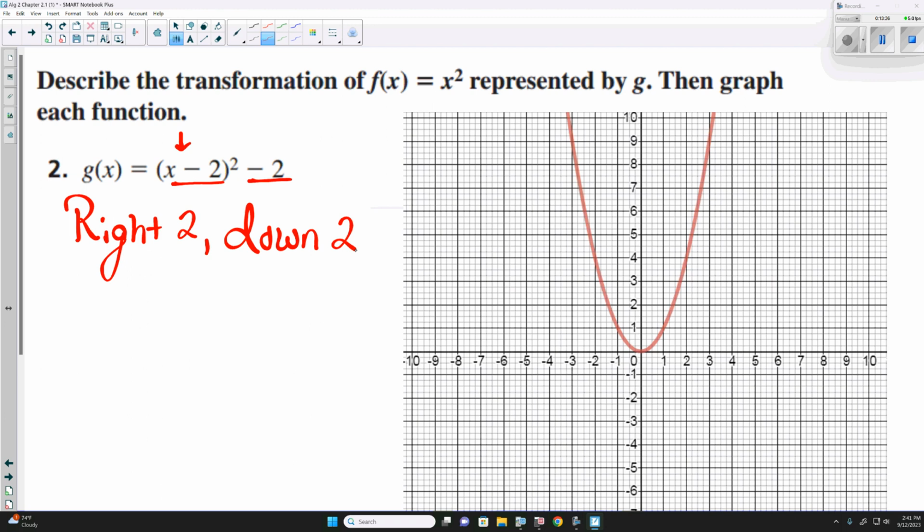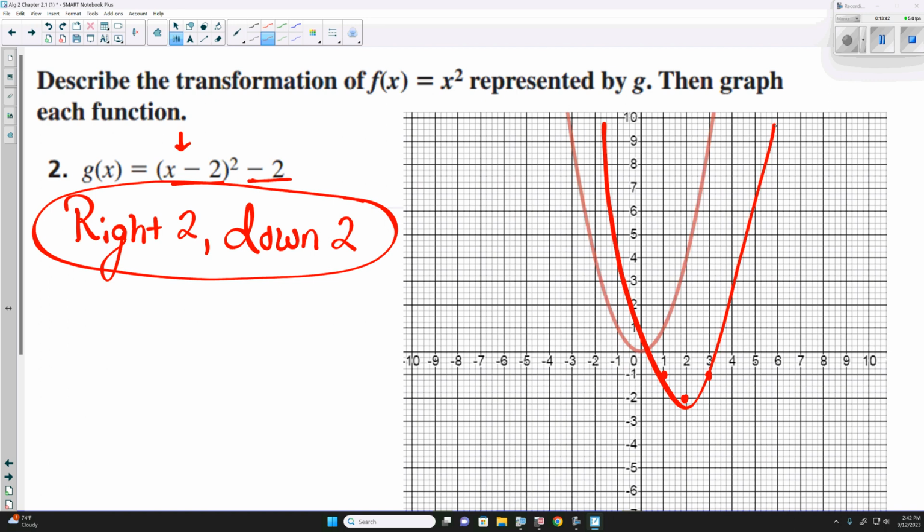Yep. Right 2, down 2. And every point on this graph would go right 2, down 2, right 2, down 2. And then we get our quadratic. So we don't have to worry about graphing it, because again, I could take the graphing calculator.